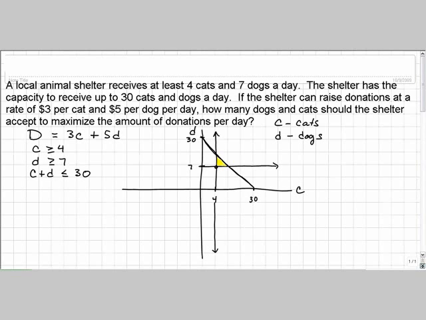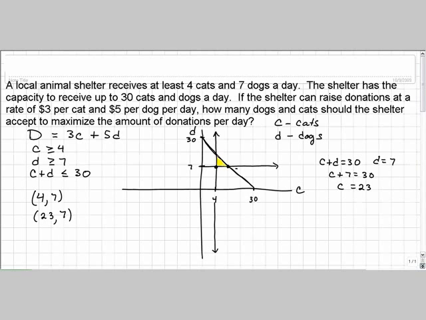This vertex here is when C is equal to 4 and D is equal to 7. This vertex here is where the line C plus D equals 30 intersects the line D equals 7. So that would mean that C plus 7 is equal to 30, so C would equal 23. So that would be the point 23, 7.